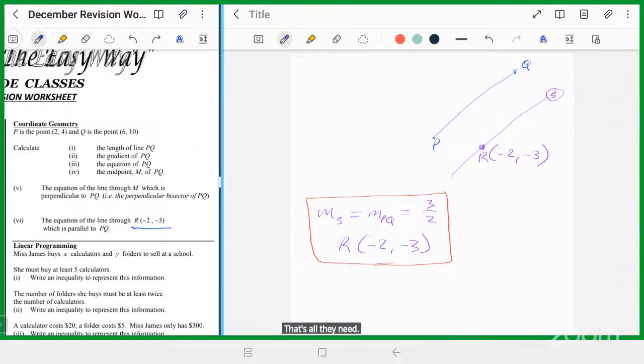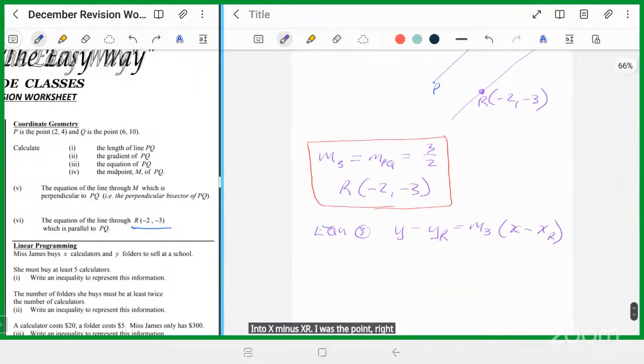The gradient and a point, we have them. So we're going to use the formula. The equation of that third line is y minus yr equals the gradient of line 3, which happens to have the same gradient as PQ, into x minus xr. R is the point, right? So it's y minus yr, where the y value right here is negative 3.